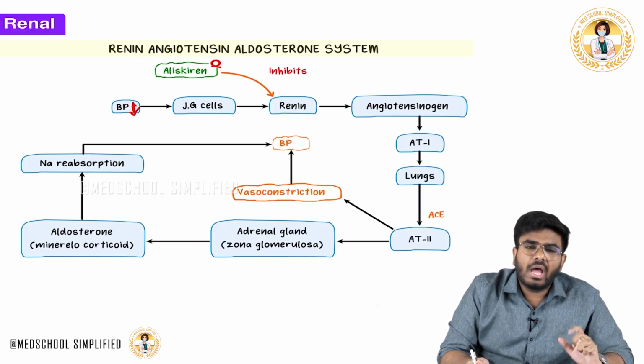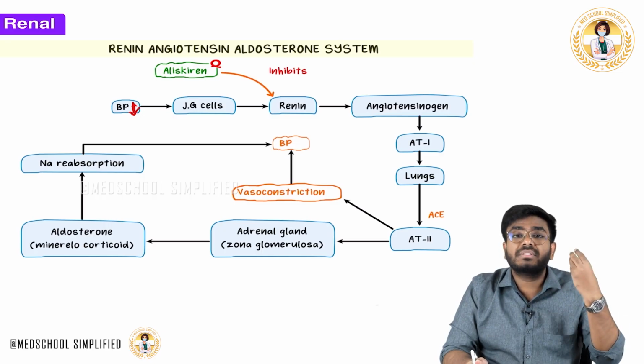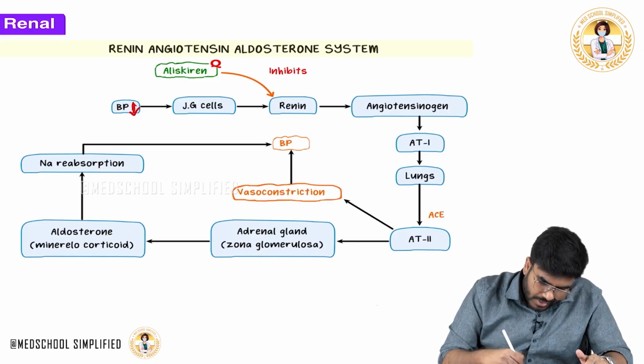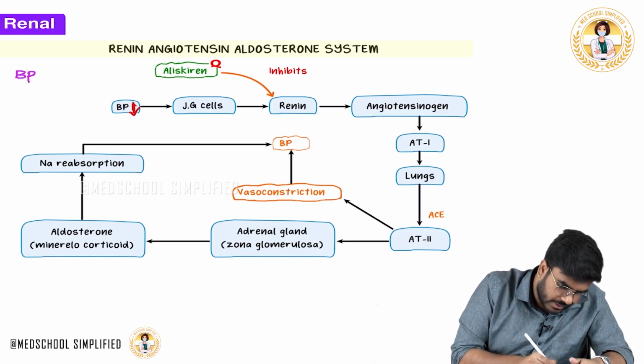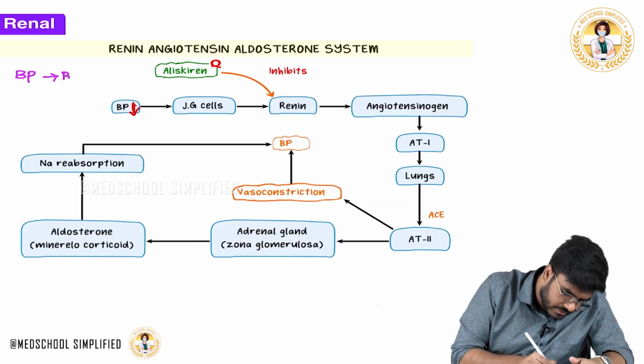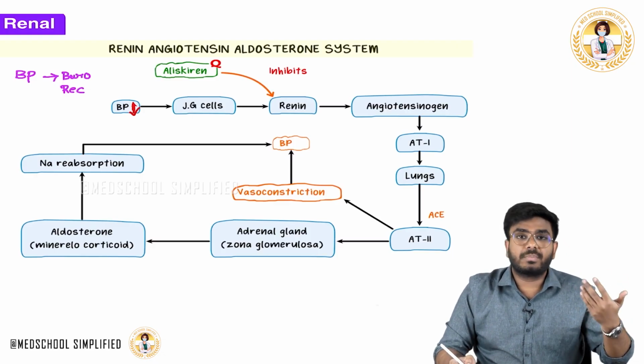Now, if you ask me how they are activated, sir? Whenever the BP goes down, baroreceptors are activated in the body. All the time, the BP, the mean arterial pressure, is monitored by baroreceptors. So whenever BP is going down, the baroreceptors are activated.